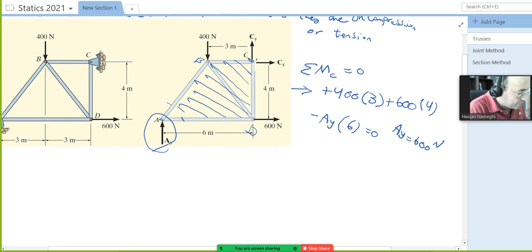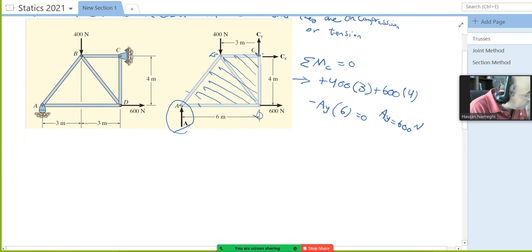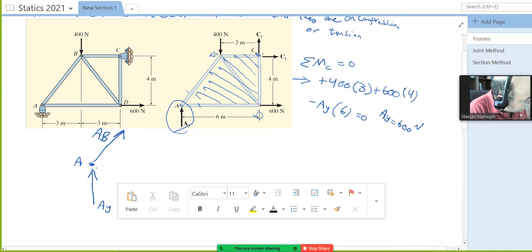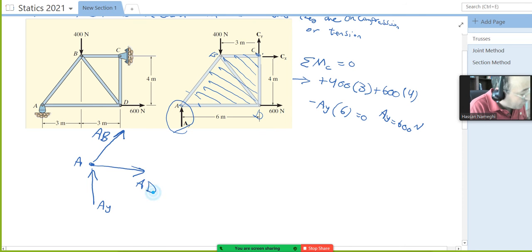So once I found AY as 600, I can proceed from link A, from joint A. If you look into joint A, you can see three forces. You can see a force AY like this, which we already know. And then there are two forces, one AB and one AD. In the joint method, we always put forces on tension, right? If you got a negative number, that means the force was in compression. No worries. That's a basic assumption that we follow and it always works.